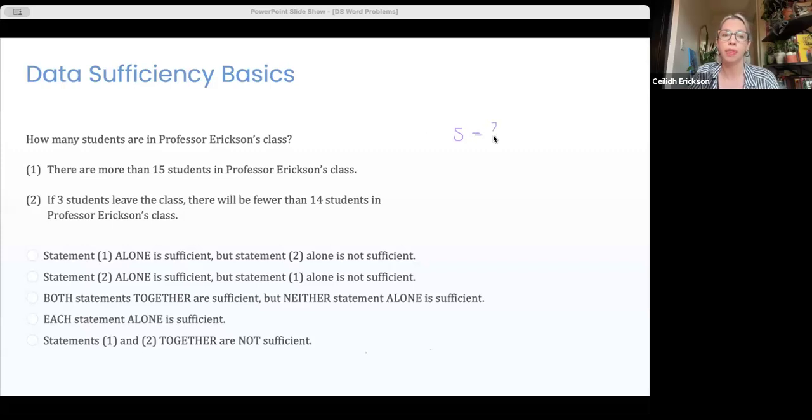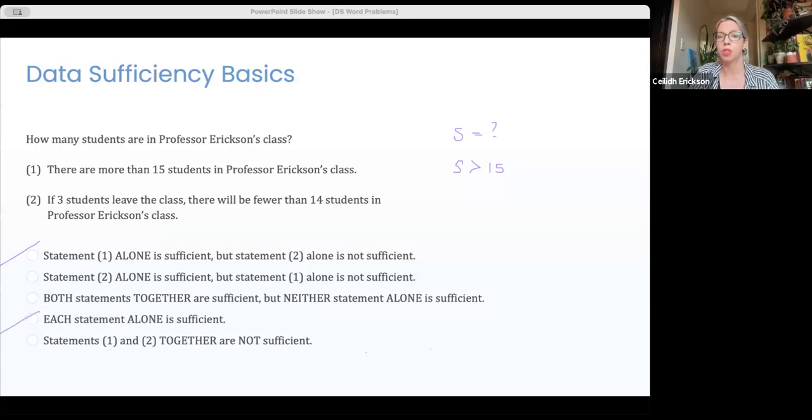When we look at that first statement, there are more than 15 students. Okay, so that number of students is more than 15. All right, but it could be anything, right? There are infinite numbers greater than 15, so that's not going to give us enough information. Definitely statement 1 alone, not enough. But if statement 1 is not alone sufficient, then we can rule out both A and this one here, E, that says each alone is sufficient. So that's not it.